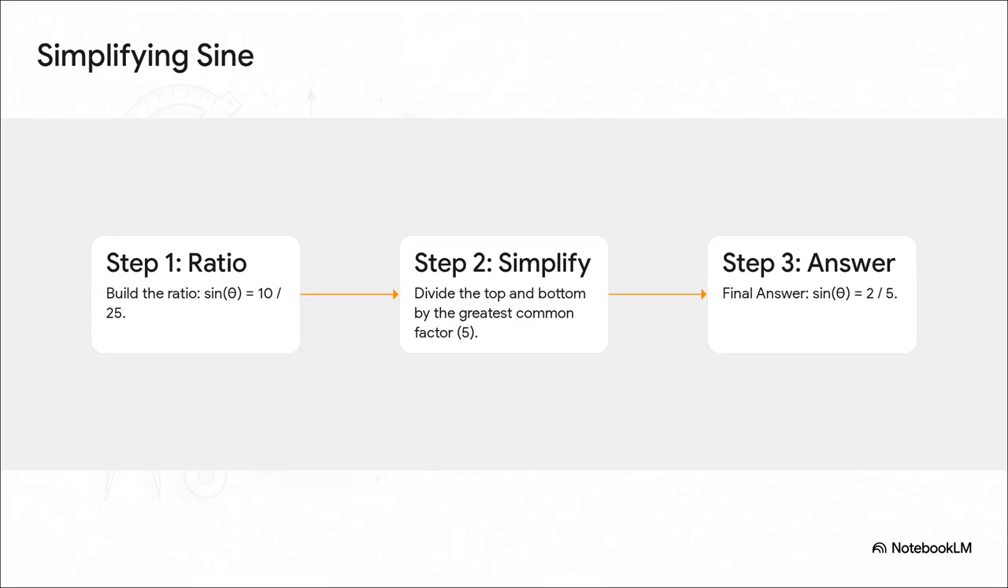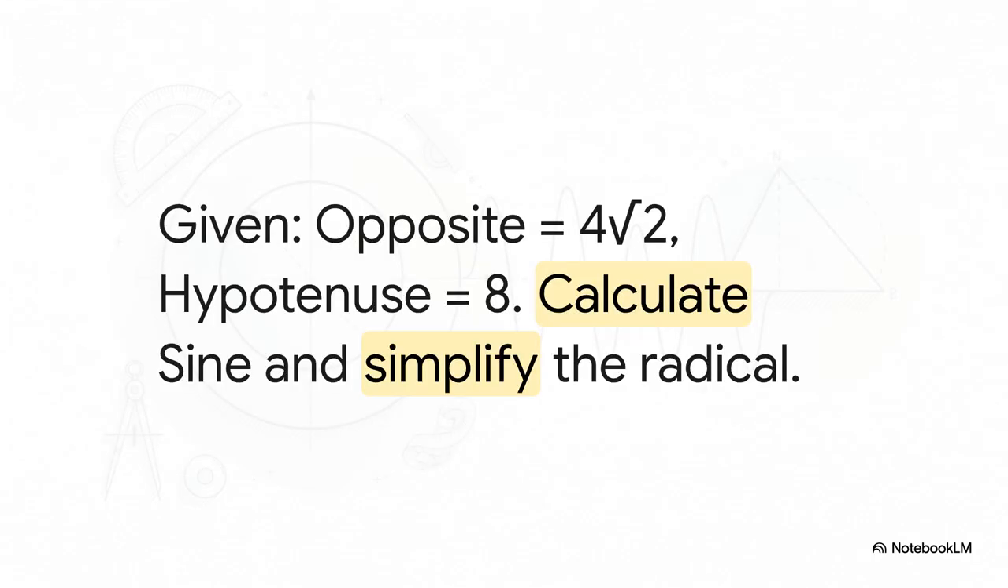Now, all we have to do is simplify it. What's the biggest number that goes into both 10 and 25? It's 5. So we divide the top and the bottom by 5, and we get our final answer. The sine of this mystery angle is 2 over 5. Simple as that. All right, time to tackle one more, a slightly spicier one.